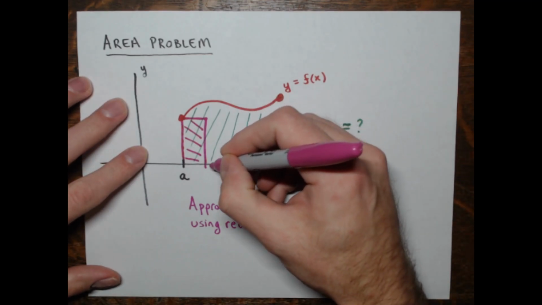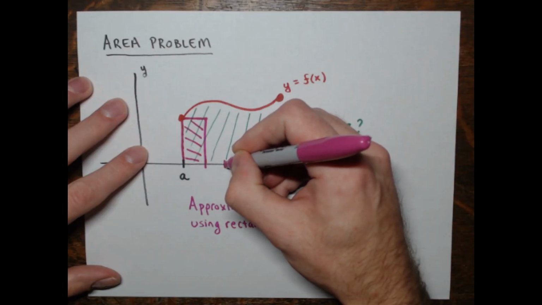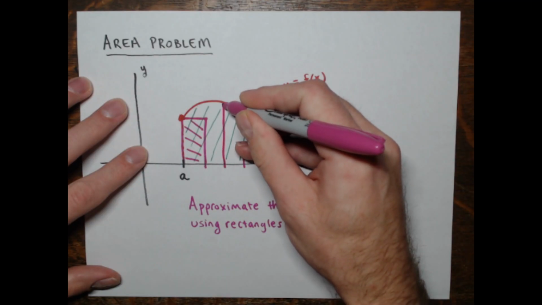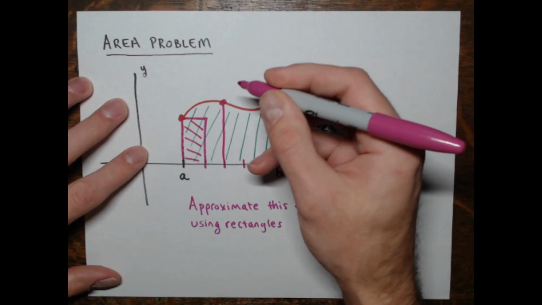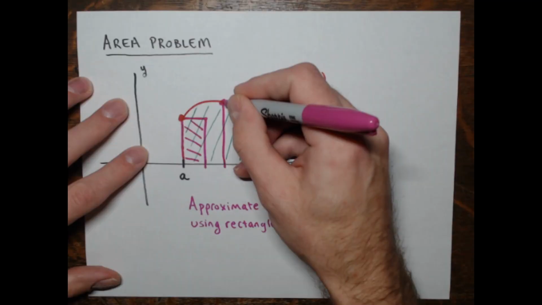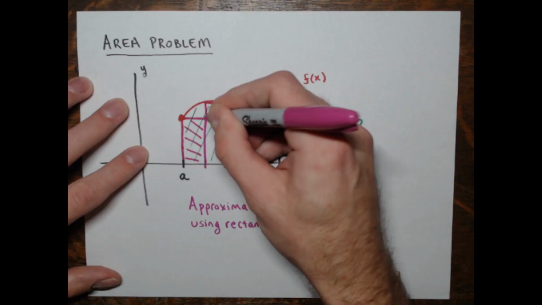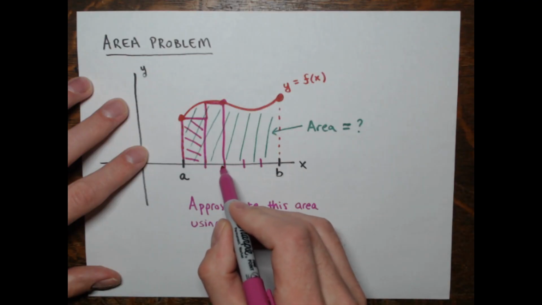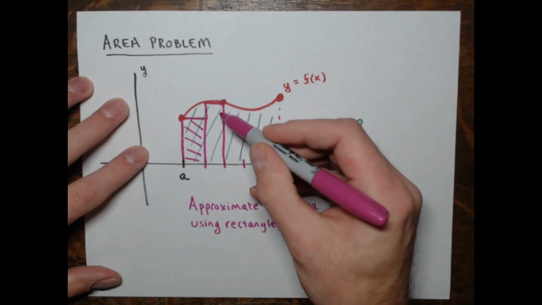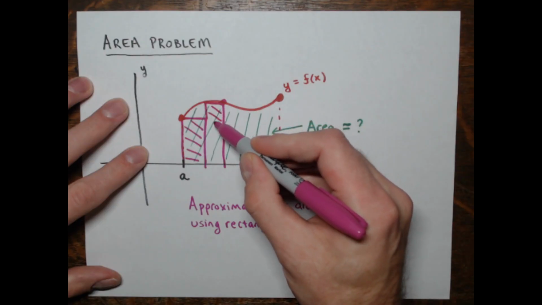And then I could do the same thing in this next piece. I plug in a value, say this one here, takes me to the curve, gives me the output for that input. And then I create a rectangle with that height and this width. All right, so this width, this height, and here's another rectangle.